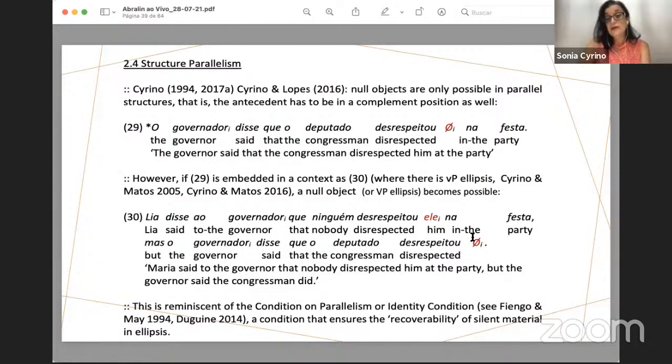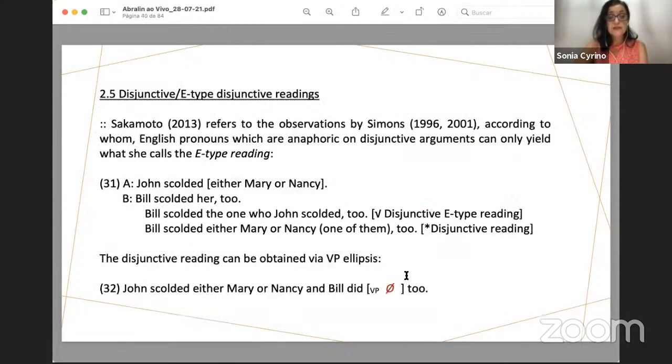So here, either we have a null object, because we don't have anything else to tell us that it's not a null object, or ellipsis, because we have the same verbs here. So this is reminiscent of the condition on parallelism or identity condition that ensures the recoverability of silent material in ellipsis. Additionally, disjunctive readings are possible for null objects.